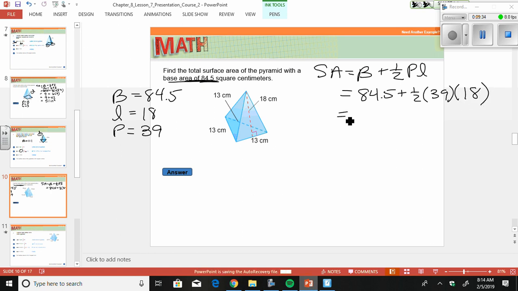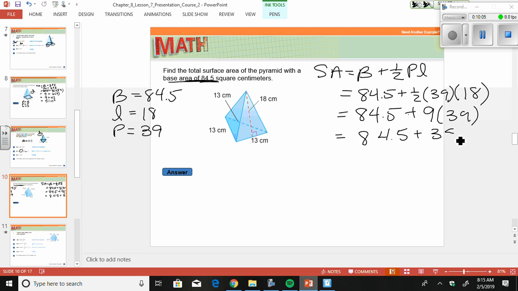So this is 84.5 plus, by the commutative property of multiplication, I can take half of 18 first. So half of 18 is 9 times 39. So then I'll take 9 times 39. So 84.5 plus 351. So I get a total surface area of 435.5 square centimeters.